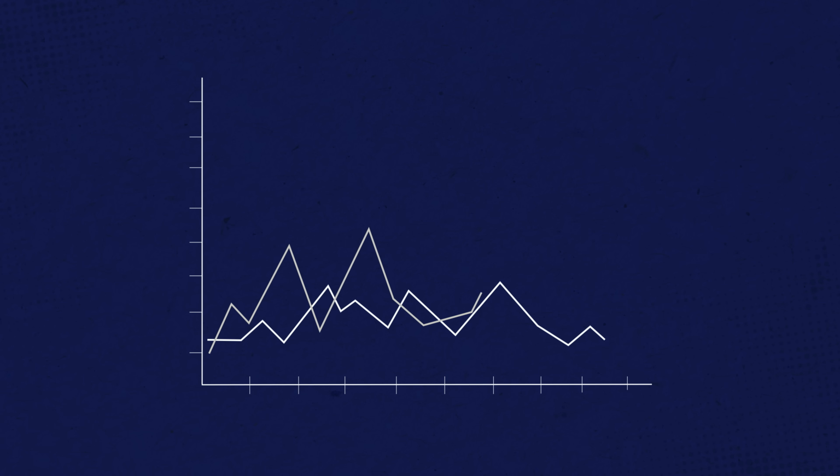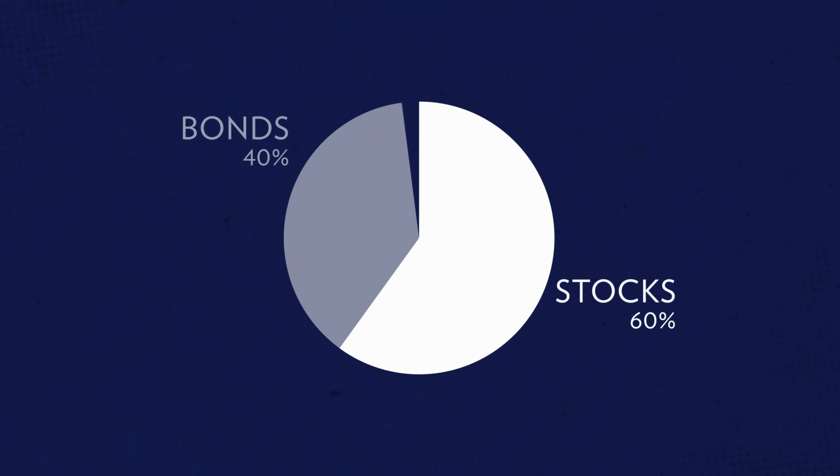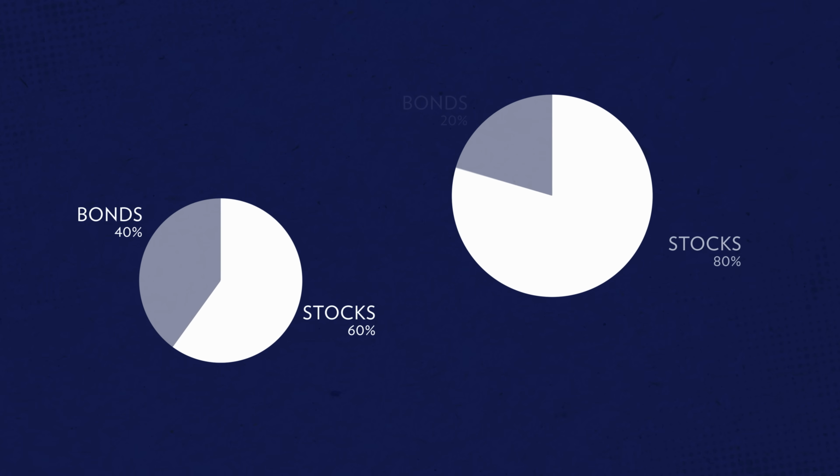Over time, certain assets may outperform others, causing your portfolio to become unbalanced. For example, if your portfolio is allocated 60% to stocks and 40% to bonds, and stocks outperform bonds over a certain period of time, even if you don't change anything, your portfolio may become over-allocated to stocks. This can increase your overall risk and potentially derail your investment goals.